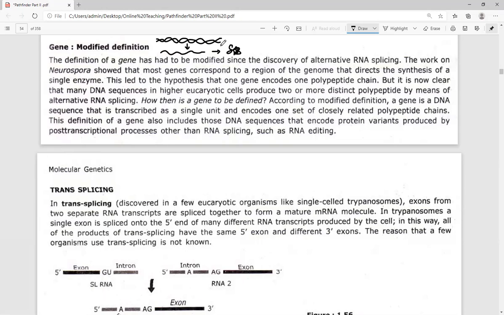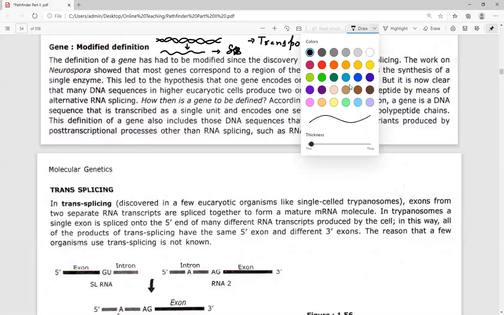A gene can be any segment of DNA which performs any function. Why? Now, see, what about transposons? Transposons are also referred to as jumping genes. These genes have the ability to jump from one location to the other, but they will never be translated into a functional protein.